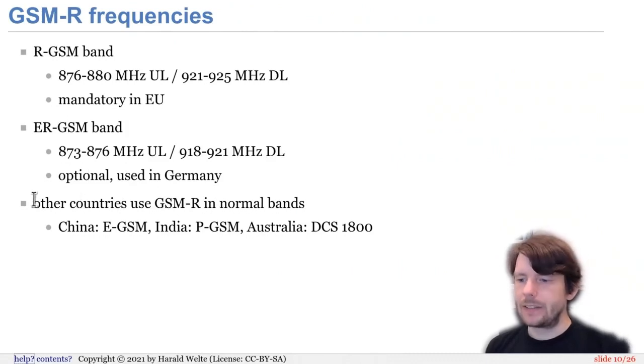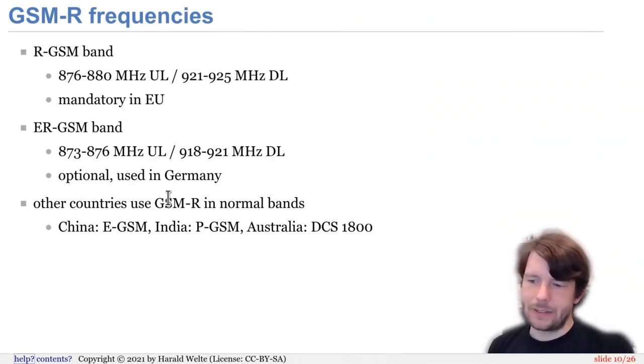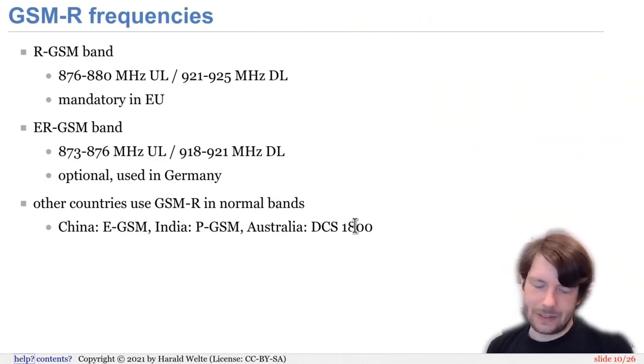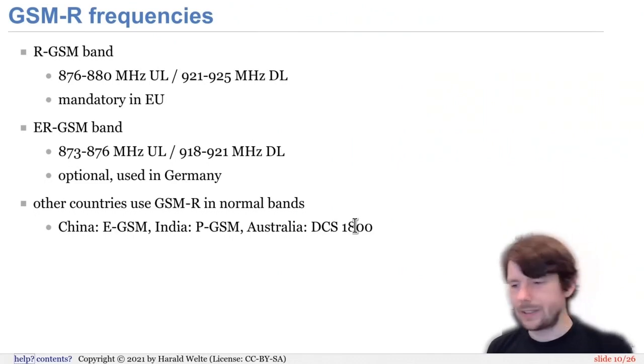There are other countries that use GSM-R in normal bands, not related to railway GSM. For example, in China, it's some eGSM channels. In India, it's some channels in the primary GSM band. In Australia, even on 1800 megahertz. In the end, it doesn't really matter on which frequency you use it. Like in GSM, whether you use it in 850 or 900 or 1800 or 1900 megahertz, you have the same features and the same protocol. Everything's the same, it's just the frequency is different.